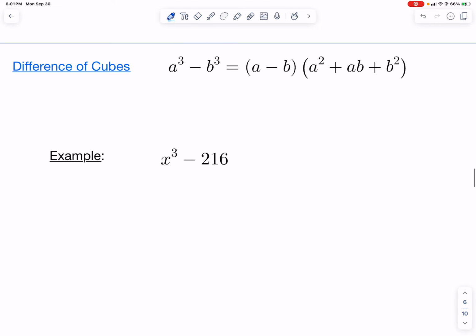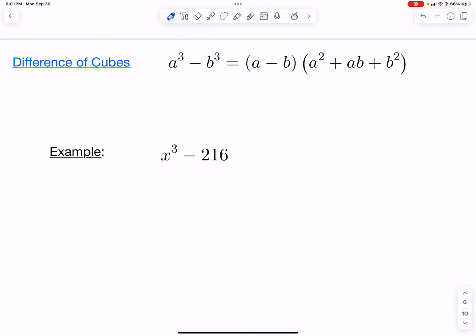All right, so now we're going to move on to the difference of cubes. This is another identity, and what you'll see is we have an a cubed and a b cubed, and we're going to take the difference of that. When we do, it follows the following format. It's going to be a minus b times a squared plus ab plus b squared.